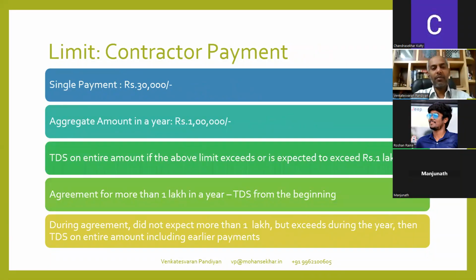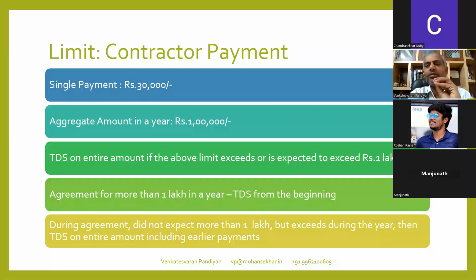Okay, I told you I will come back to you on that limit. When it comes to limits, the first and foremost is a single payment. Whenever you make a payment to a contractor and the payment is more than 30,000 rupees, TDS is applicable.